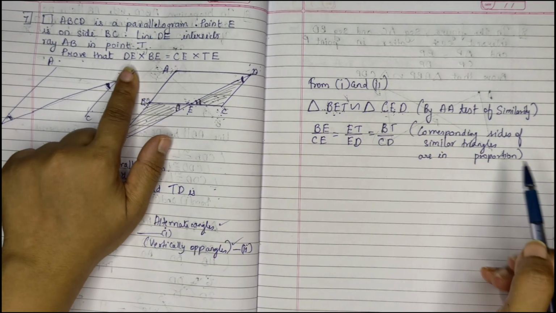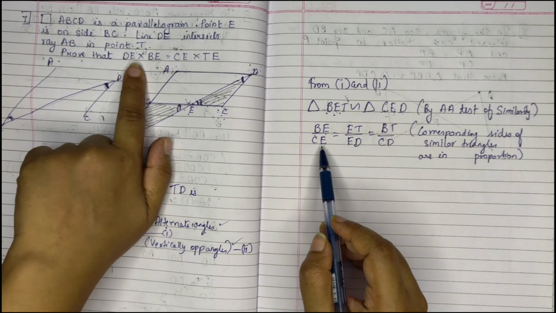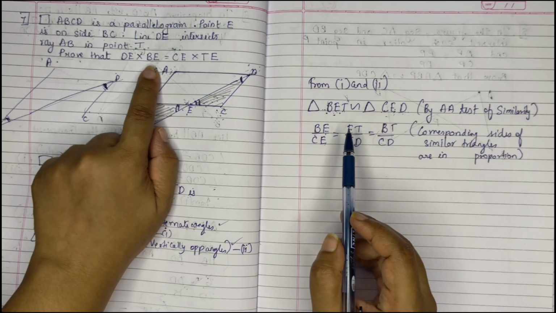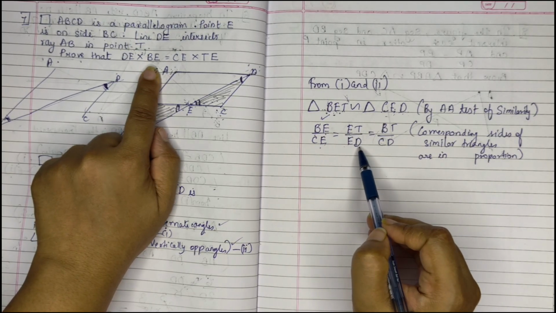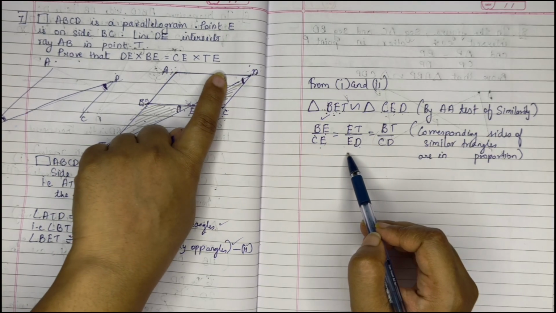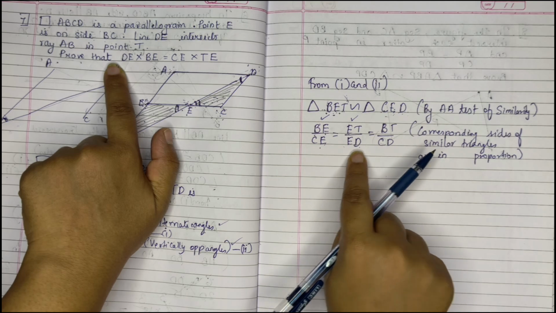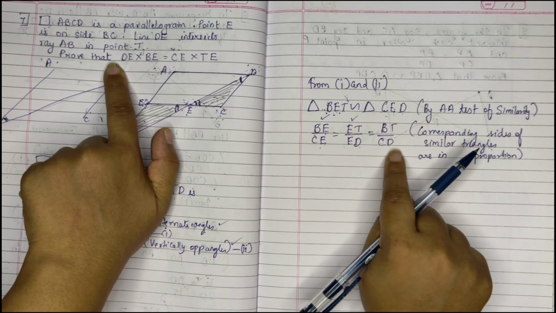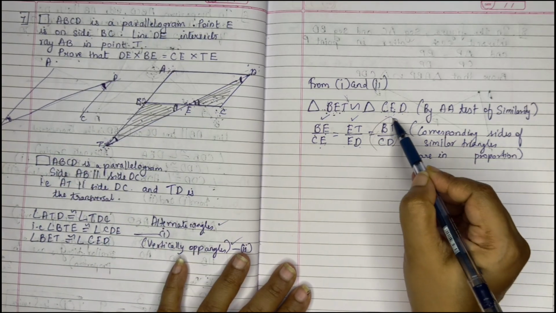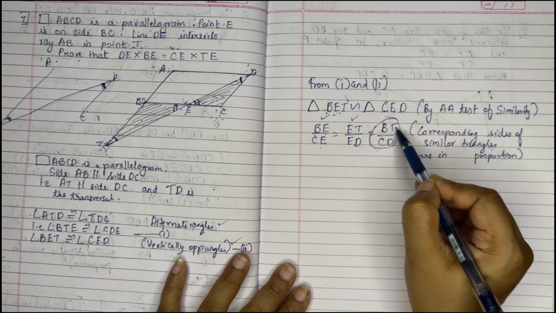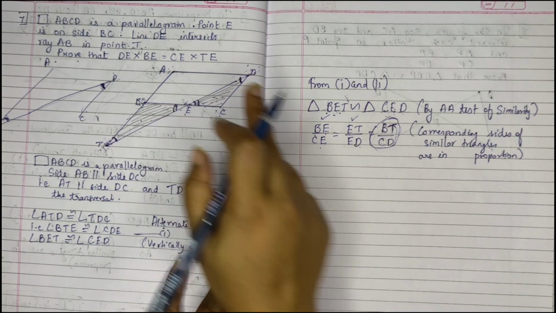Now look here, what we had to prove. We have BE and CE. Okay, this is what we had to prove. So see here, BE is there, CE is there, so this side we will take. ET and ED are also there, so this one also we will take. Now see here, BT and CD is not there, so we don't need this side. You don't have to take this side, this is not required. BT upon CD is not there in what we have to prove, so we don't have to take this.